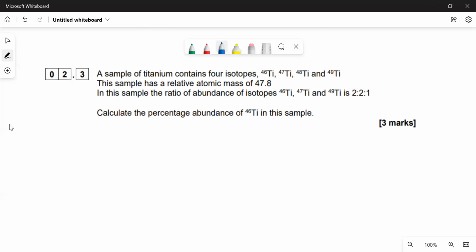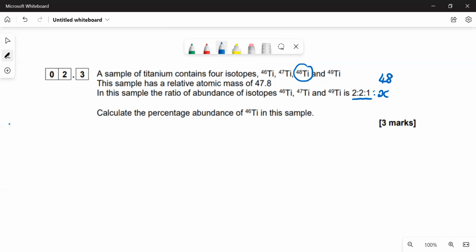Okay, so they tell us the ratio of abundance of the isotopes here is 2 to 1, but what they don't tell us is the abundance of the 48. So let's say the 48, let's call that X. So the abundance of the 48 isotope is X.